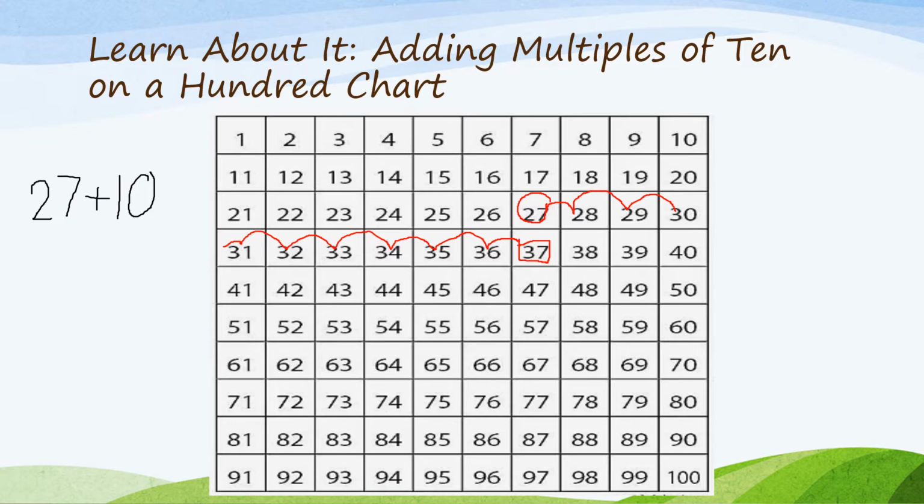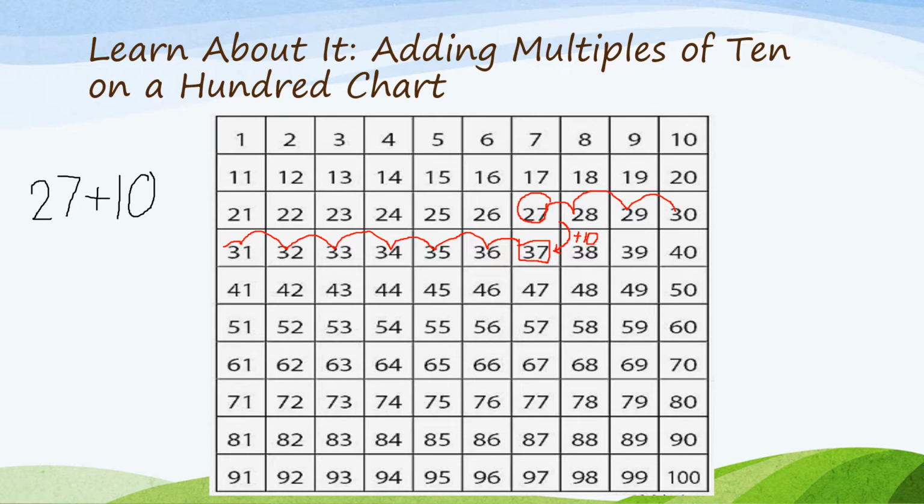What do you notice about the sum of 37? Yes, it's directly below the 27 on the 100 chart. That's because there are 10 boxes in every row on a 100 chart. So every time we add 10 on a 100 chart, our sum will be directly below the number. So adding 10 will put our sum directly below our number.